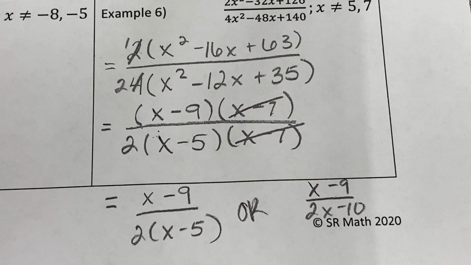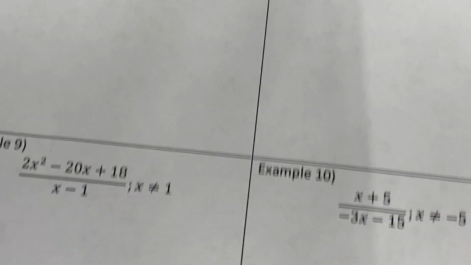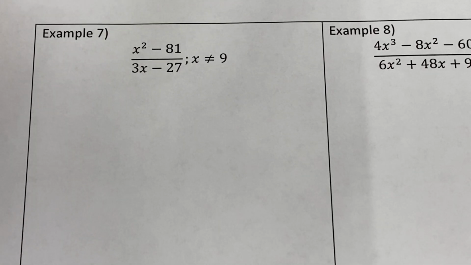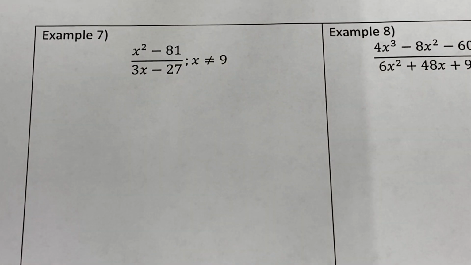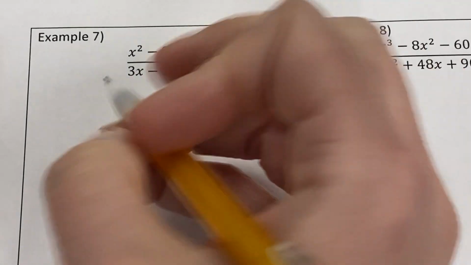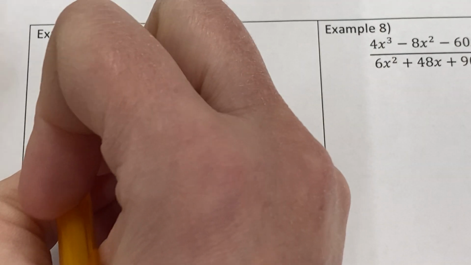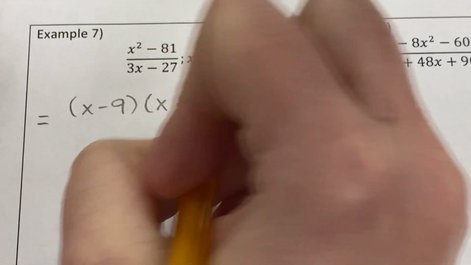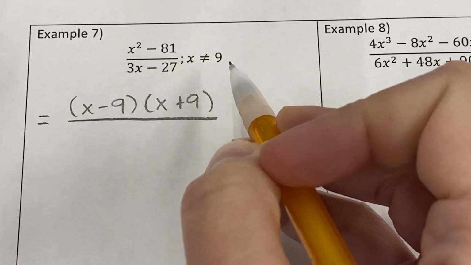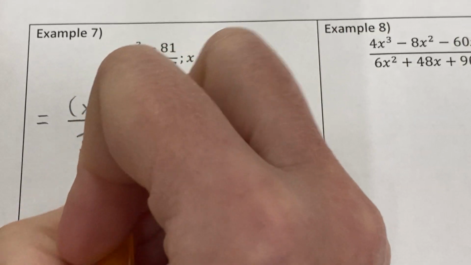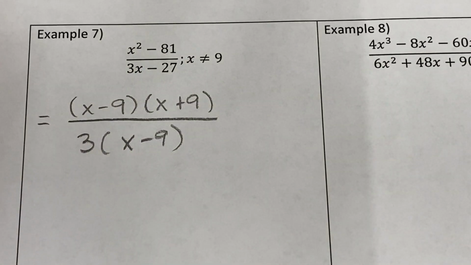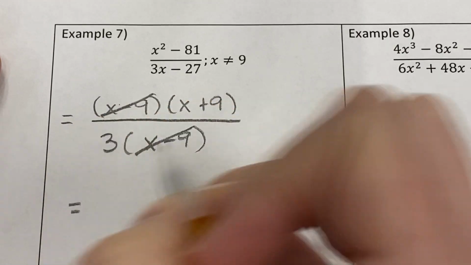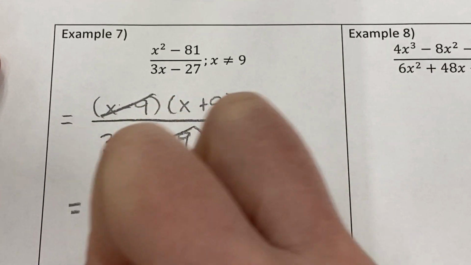Okay, that's page 1. We have more. Example 7. Again, just factoring like we did in previous lessons, so I'm hoping this is going a lot better for you. If not, you should come see me. So x minus 9, x plus 9. In the denominator, we have a GCF of 3. And that's all we can do in the denominator. So x minus 9 cancels, and it's x plus 9 over 3.